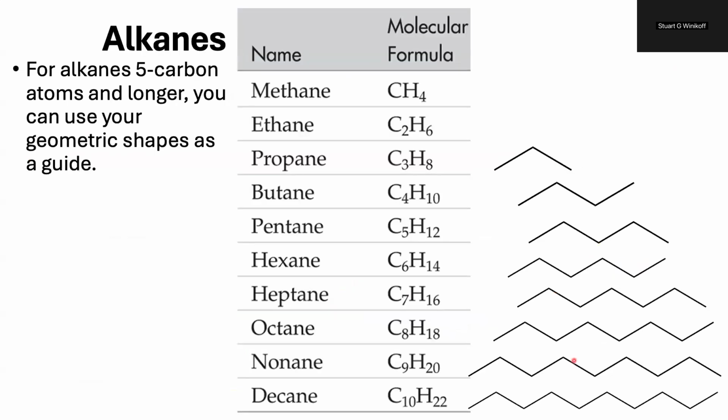For alkanes with 5 carbon atoms and longer, you can use your geometric shapes as a guide. For example, pentane is 5 carbons long, as in a pentagon. Hexane is 6 carbons, as in a 6-sided hexagon. This last one you encounter less, but there is such a thing as a 7-sided heptagon. The octagon is a good old classic American reference point with 8 sides, and then the nonagon and decagon. So again, using these as a reference point.